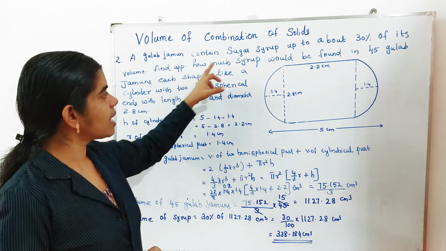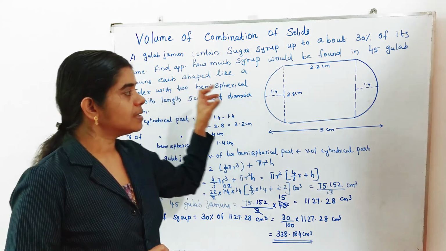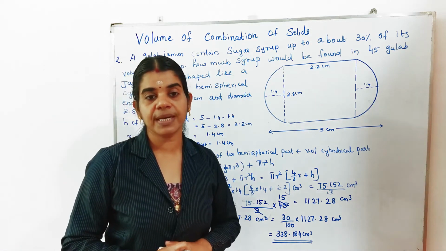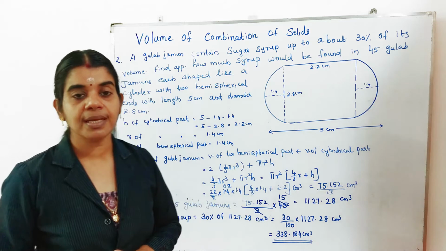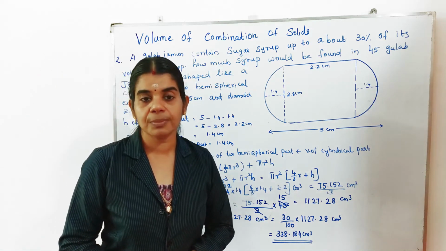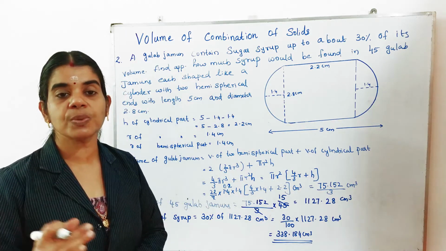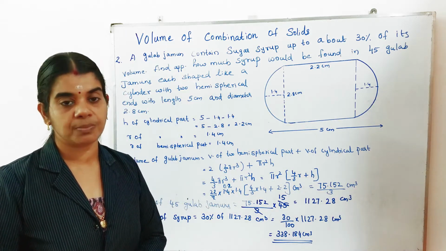You want to find out how much syrup would be found in 45 gulab jamuns. First you want to find the volume of one gulab jamun, then multiply that by 45. You will get the volume of 45 gulab jamuns. Then you want to find its 30%, that much sugar syrup is contained in those gulab jamuns.